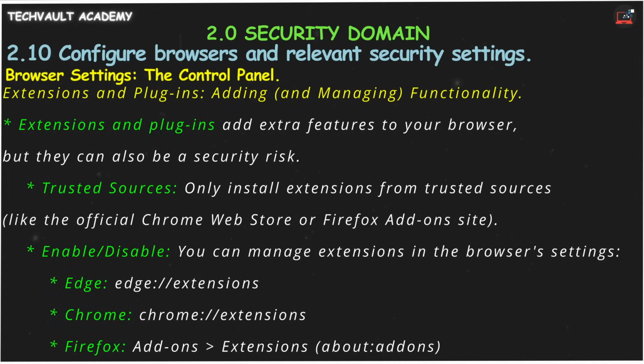Extensions and plugins, adding and managing functionality. Extensions and plugins add extra features to your browser, but they can also be a security risk. Trusted sources: only install extensions from trusted sources like the official Chrome Web Store or Firefox add-ons site. Enable, disable: you can manage extensions in the browser settings. Edge: extensions. Chrome: extensions. Firefox: add-ons, extensions, about add-ins.